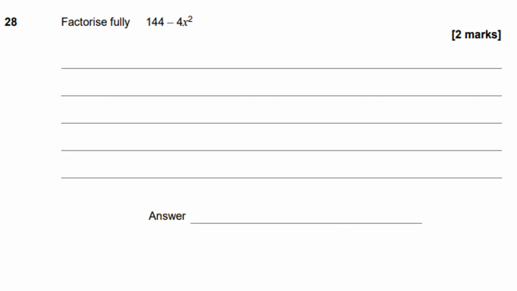Question 28, factorize fully this quadratic expression. So taking out the highest common factor, which will be 4. So 4 lots of 36 make 144, and 4 lots of negative x squared makes the minus 4x squared. Okay, so 1 mark here will obviously be given there.